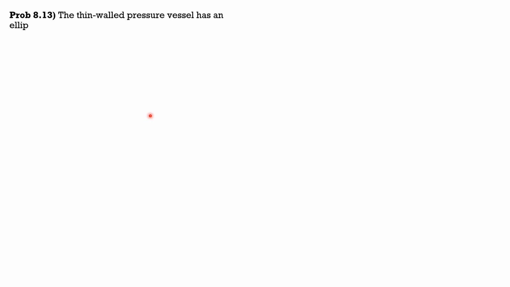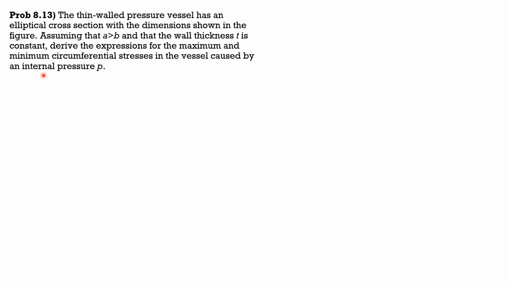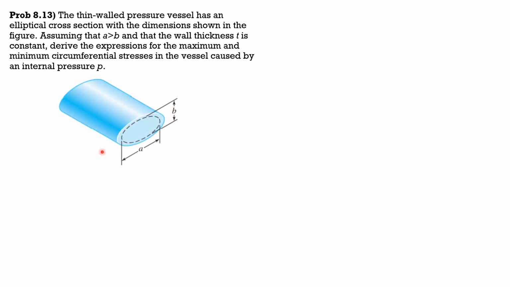The thin-walled pressure vessel has an elliptical cross-section with the dimensions shown in the figure. Assuming that A is greater than B and that the wall thickness t is constant, derive the expression for the maximum and minimum circumferential stresses in the vessel caused by an internal pressure p. So here is the given figure.